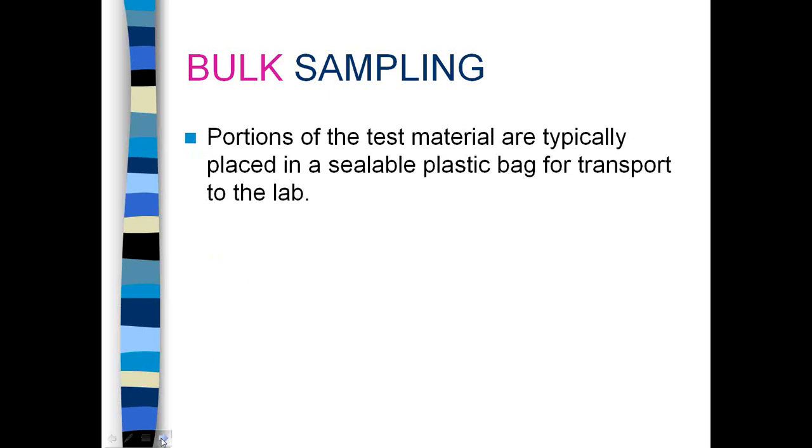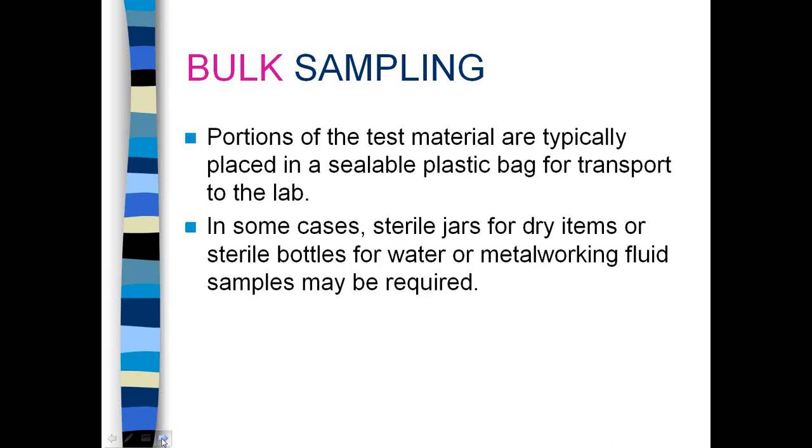Portions of the test material, like carpeting, are placed in a Ziploc-type bag for transport to the lab. In some cases, you may instead use a sterile jar for something dry or a sterile bottle for water, if you're looking for Legionella, for example, or for metalworking fluids. Settled dust in a room can be collected with a standard vacuum cleaner, just using a new vacuum cleaner bag for each sample.